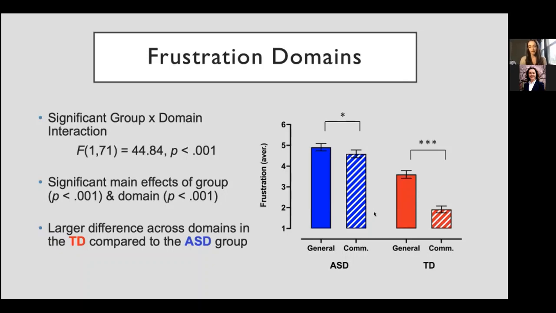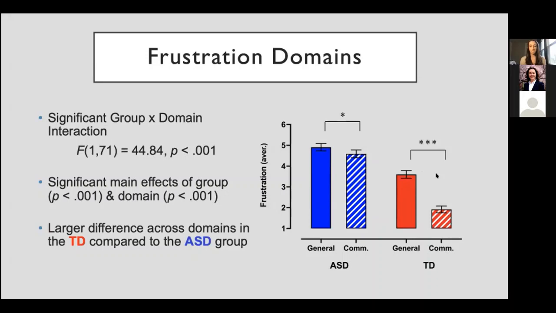As you can see in the graph, there is a significant group by domain interaction, as well as significant effects of group and domain. The ASD group shows higher levels of frustration compared to controls in both domains. But the interesting pattern here is the within group differences between domains. The ASD group had less than a half-point difference between the two domains. The average control group was 2 points lower in the communication-related frustration compared to the general frustration.